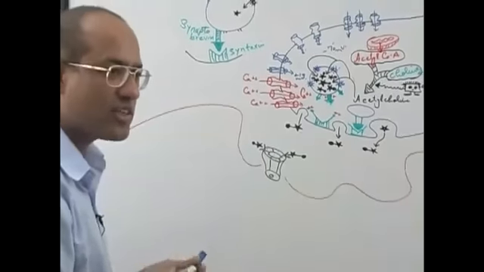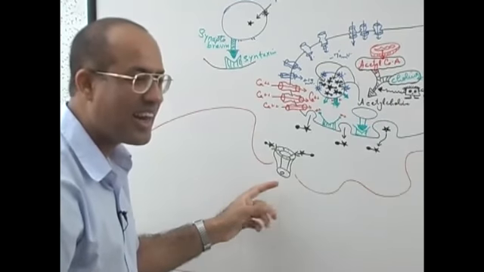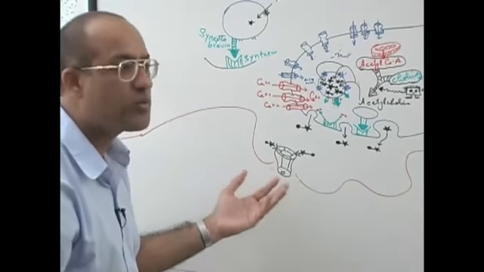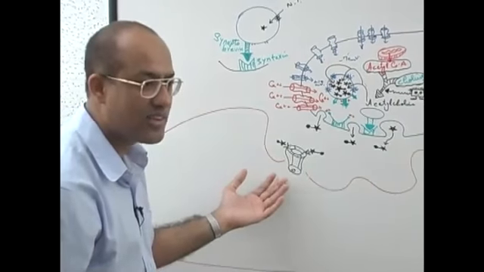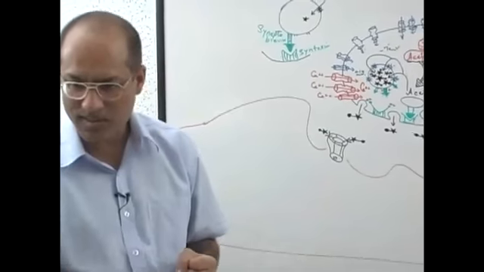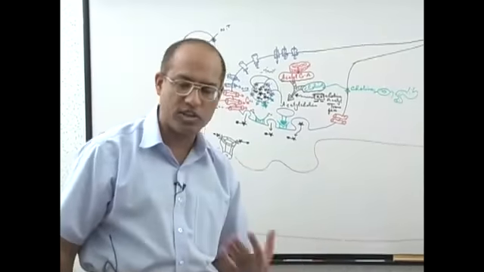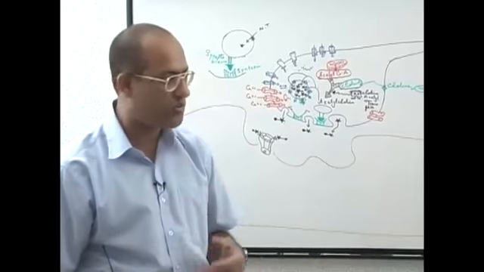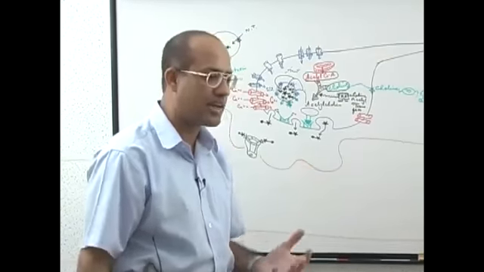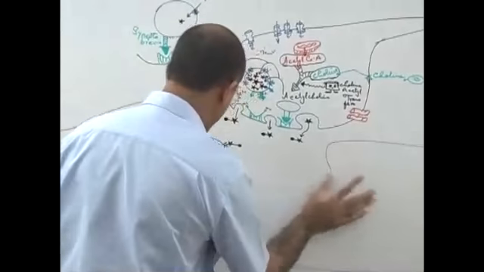It means these channels are not voltage gated, they are ligand gated. Ligand means some specific chemical substance. These are acetylcholine operated ion channels. What are these? Acetylcholine sensitive ion channels, or acetylcholine gated ion channels, or simply a type of ligand gated ion channels. Now what really happens? Let me make it simpler.